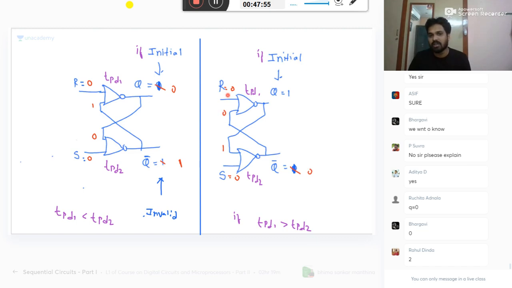Now, steady state: 0 plus 0 is 0, whole bar is 1. Maybe this 1 was initially present: 0 plus 1 is 1, whole bar 0. Internally, in intermediate stages, hazards may occur. I am saying only steady state, final values only. So it depends on which gate has the propagation delay, that will win. If it has less propagation delay, this fellow will get 0.